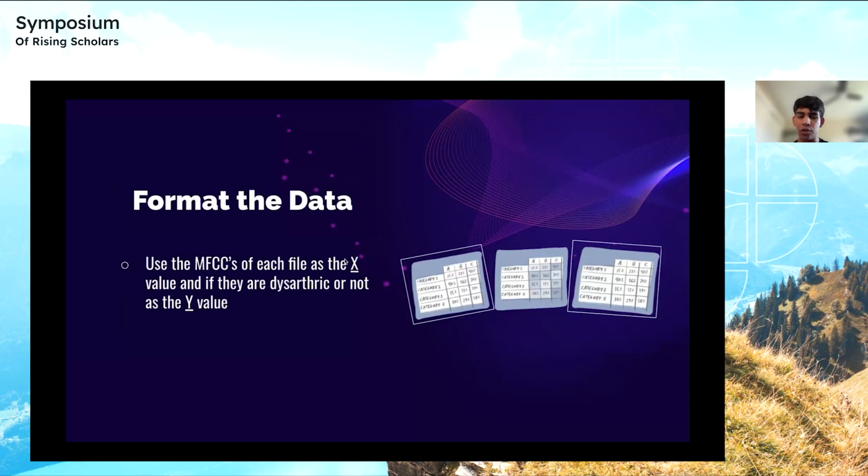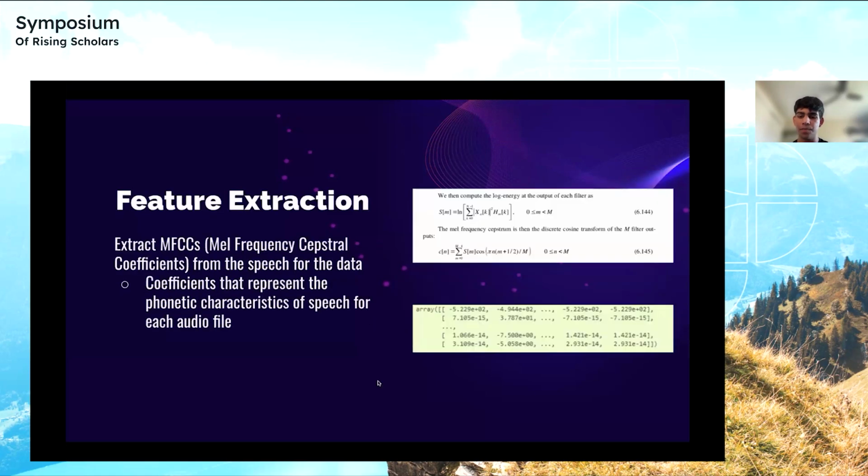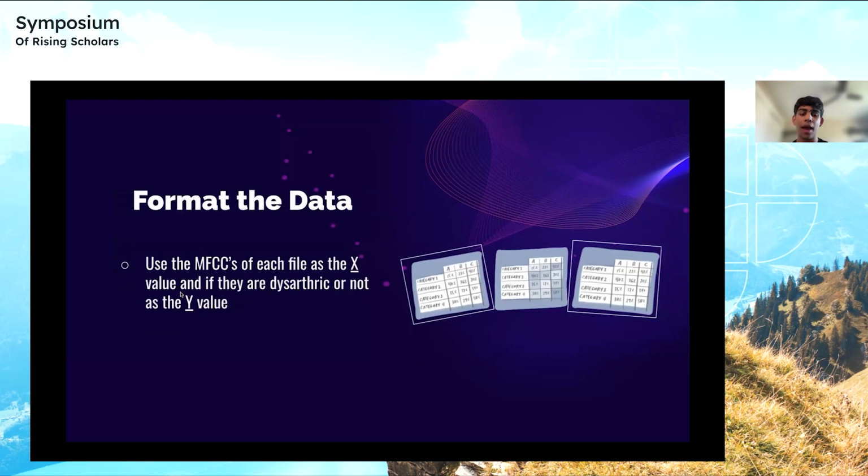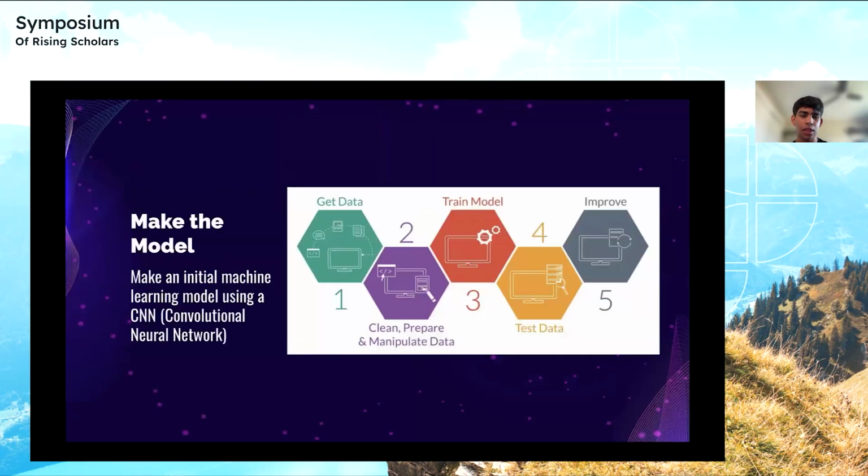We take the x value, like in a linear equation, and we use that as the input, the independent variable. So what I mean by that is we use these coefficients here as our input, and we map that to a y value, because we know if this person is dysarthric or not dysarthric. That is how we format the data, because we need to train the model. We need to give it parameters that tell it what to do and make patterns based off of the data it's given. So how do we make the model?